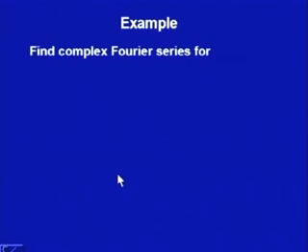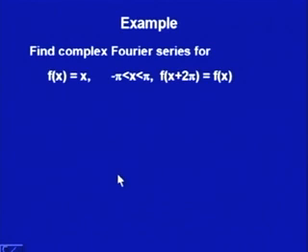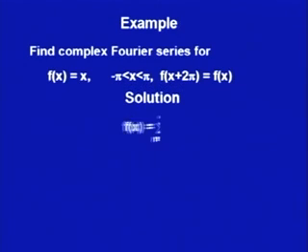Find the complex Fourier series for f x equal to x from minus pi to plus pi, and it is periodic with f x plus 2 pi equal to f x. Remember, we have already found the Fourier series for this function. Let us see how we do it in the complex form, and whether it really makes our calculations easy. So, let us see.